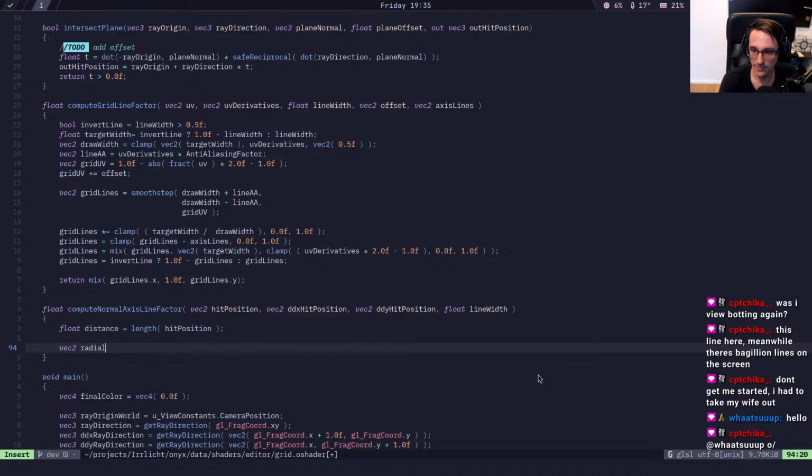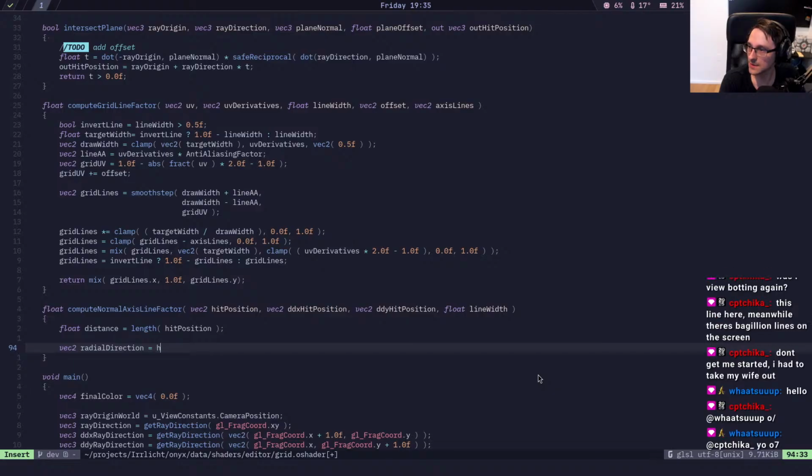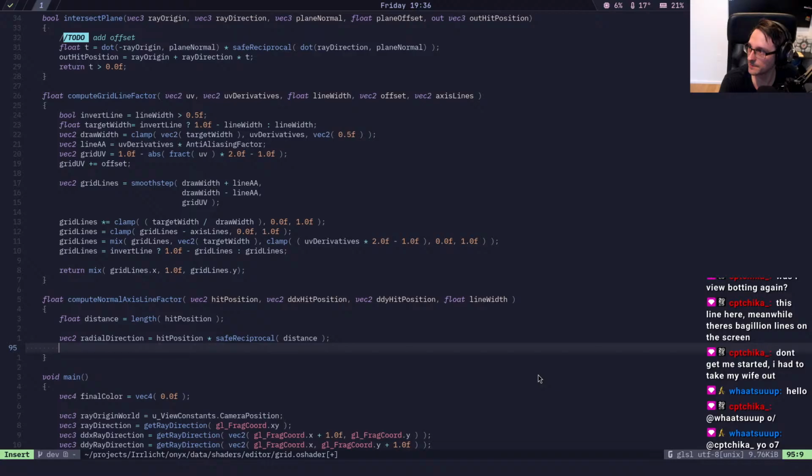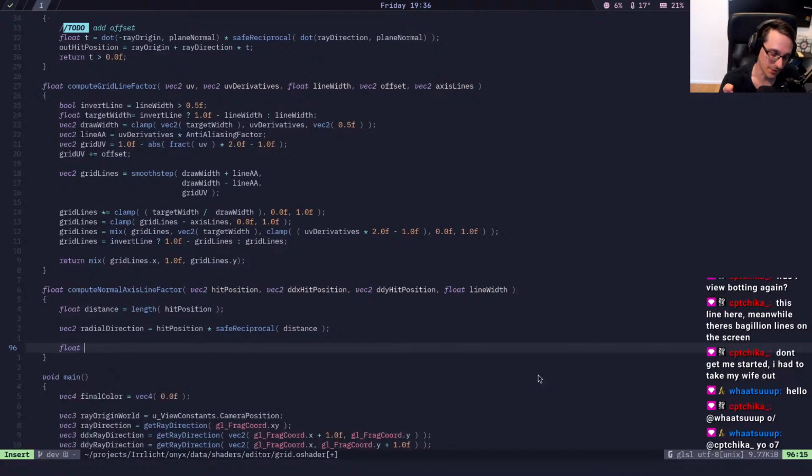Hope you're doing good. Radial direction is basically our hit position times, do I have that already? Yeah, I do have it, right? Of the distance. What that does is it just divides it by 1, or it's 1 divided by this. And if it's 0, it returns a 0. So basically we don't run into division by 0. And that is basically the radial direction we do, so that we will render the y-axis as a billboard, more or less.